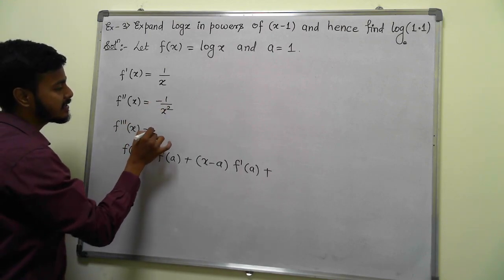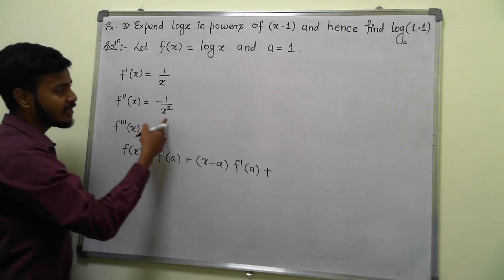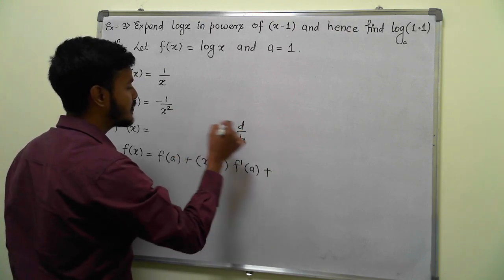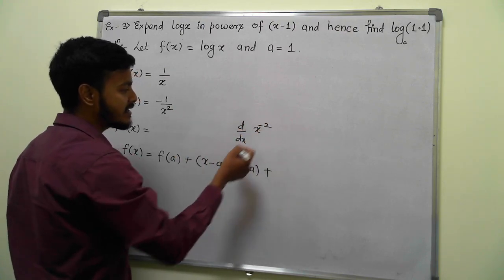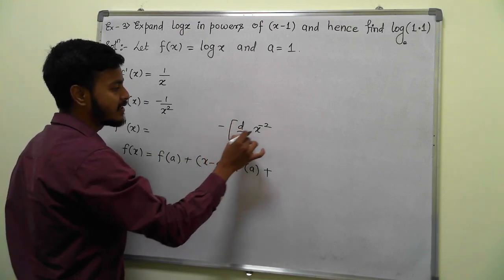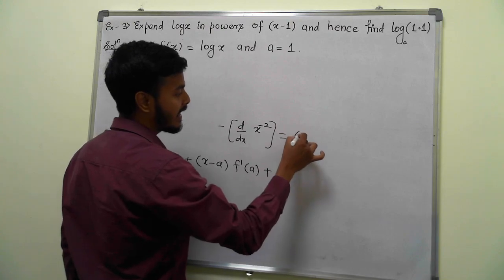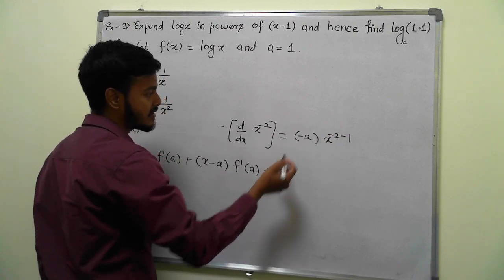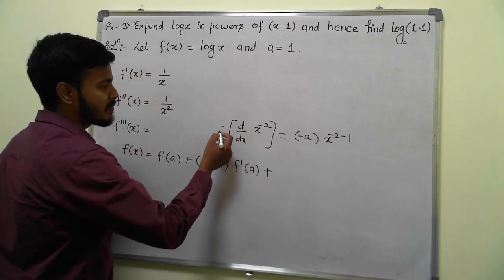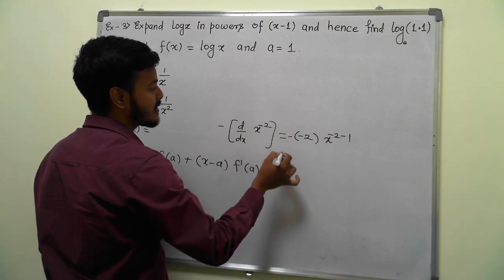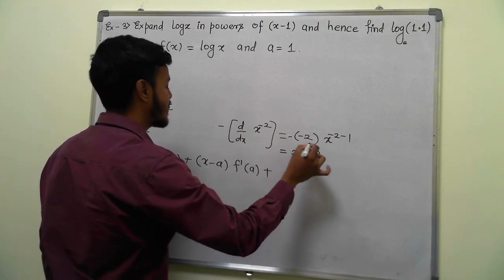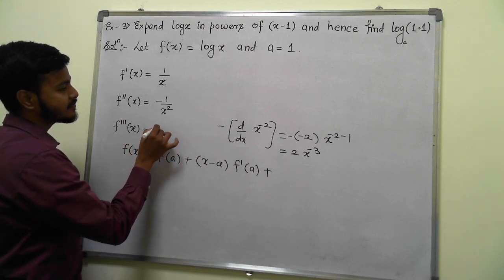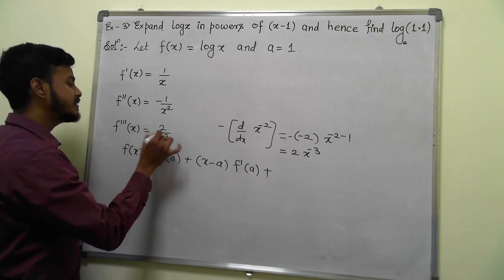If you don't know the derivative of this, you can convert it: d by dx of 1 by x square means x to the power minus 2, and the minus sign you can put outside. What is the derivative of x to the power n? n x to the power n minus 1. This minus sign is also there outside, so this gives 2 x to the power minus 3. So f triple dash of x I can write as 2 upon x cube.